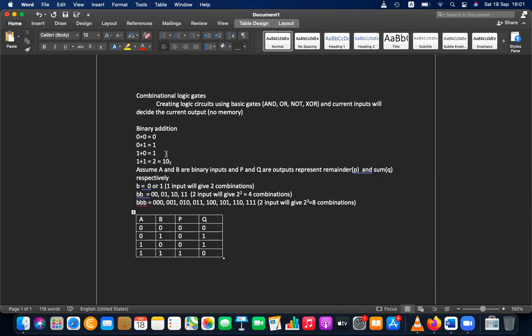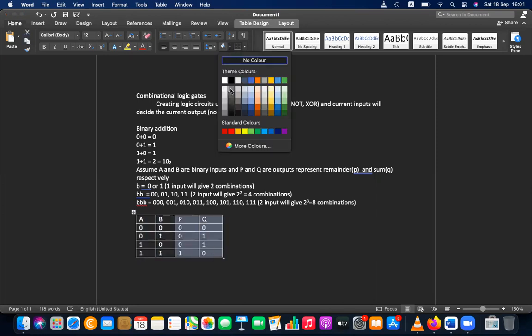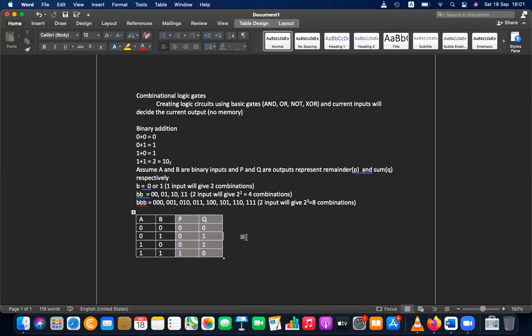1 plus 1 is 0, remainder 1. 1 plus 1, the sum is 0 and remainder 1. This is how we write. And these two are output. Let me color. So these two are outputs, and these two are inputs.